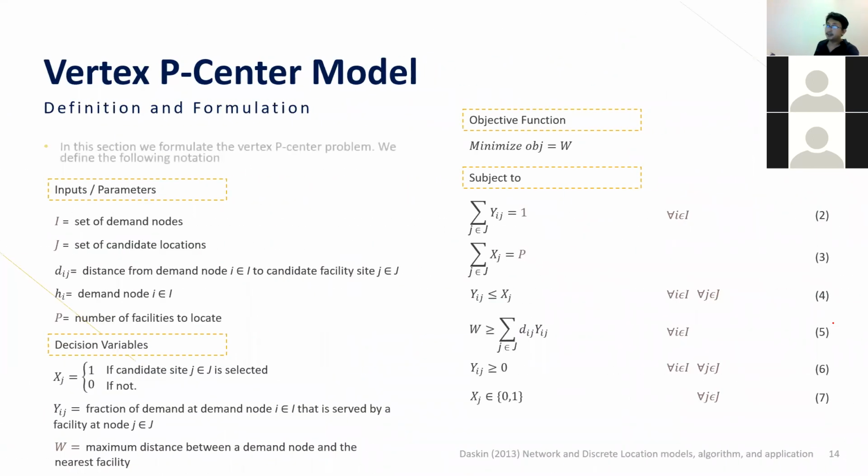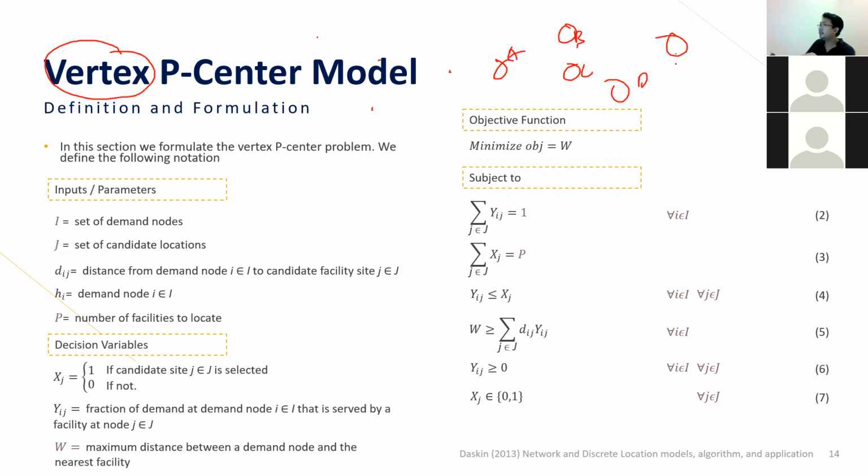Okay, now the modeling part. For the center problem, actually there are two categories. There is the vertex center problem, in which the facility is located at the vertex. Vertex means the nodes, right? So for example, if you have A, B, C, D, E, the facility location should be selected from the vertices.